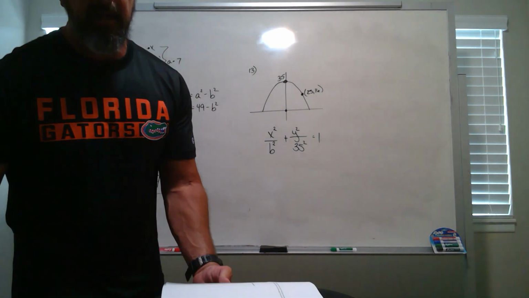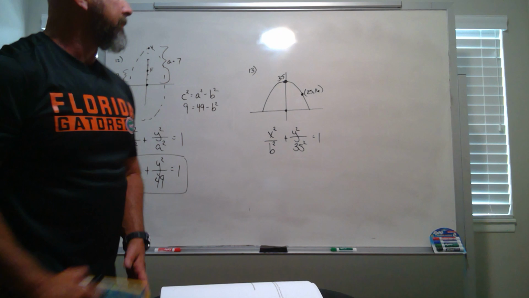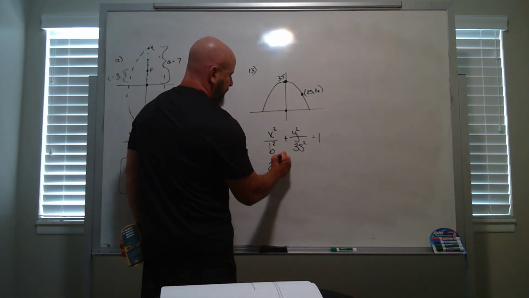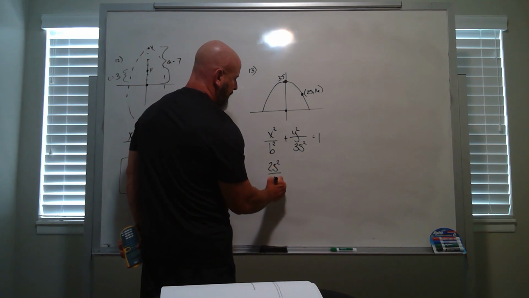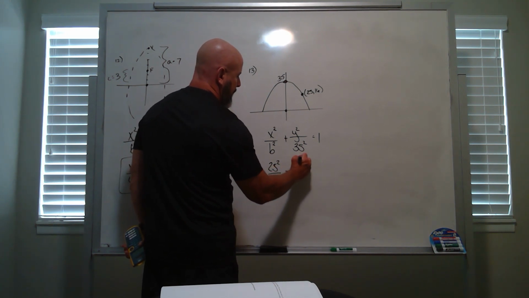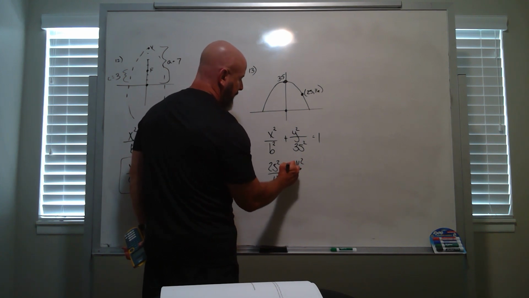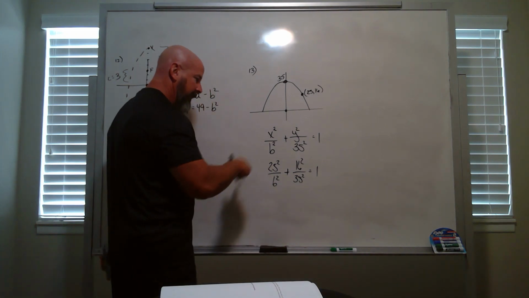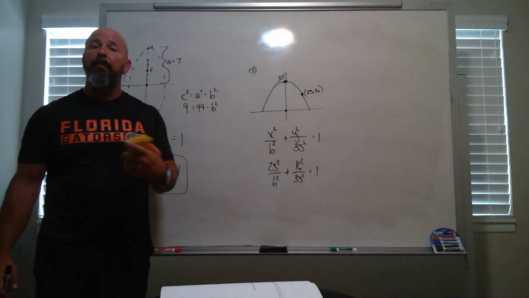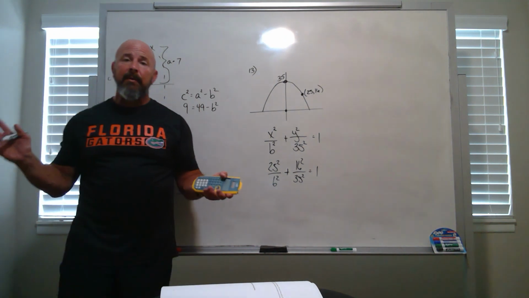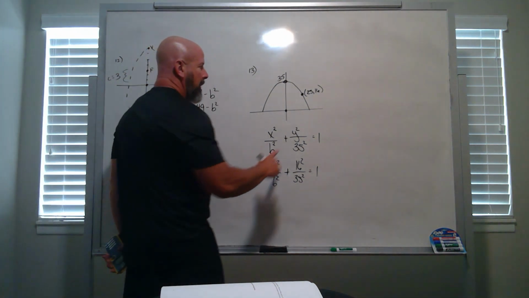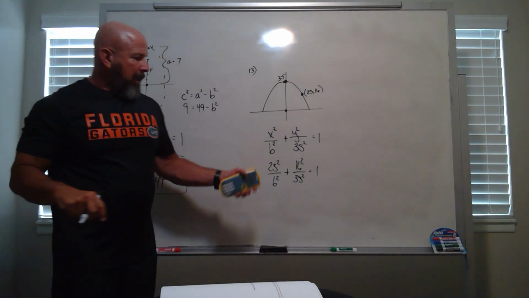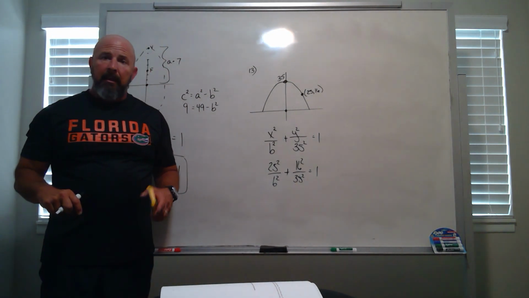All right. Since I have the x and y value, 25 squared over b squared plus 16 squared over 35 squared equals 1. I have everything in there now except for b, but b is what I was asked for. I was asked for the span of the bridge, so I am asked for this length right here. I need to work this to solve it for b.